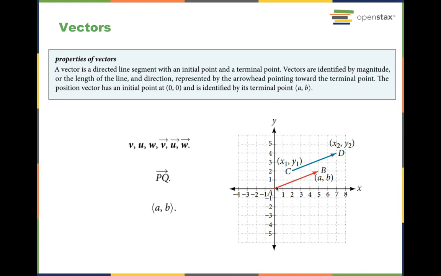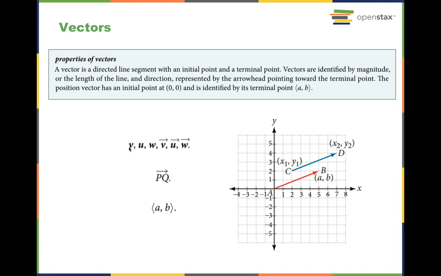The position vector has an initial point at 0, 0 and is identified by its terminal point AB. Okay, so this point is AB, and sometimes we represent them with these little pointed parentheses. So here are different ways that we refer to vectors.